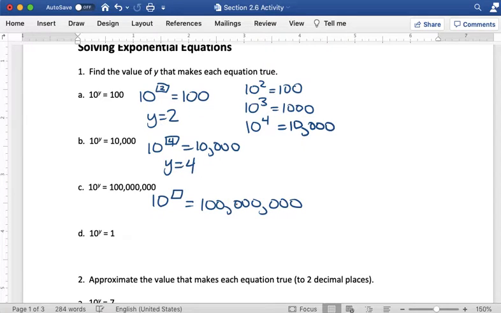I can count the zeros. I see that there's 8 zeros here, so this is 10 to the 8th. Again, I could also do guess and check on the calculator as well. And for part D, 10 to the y equals 1.